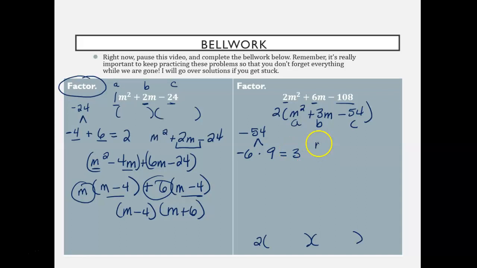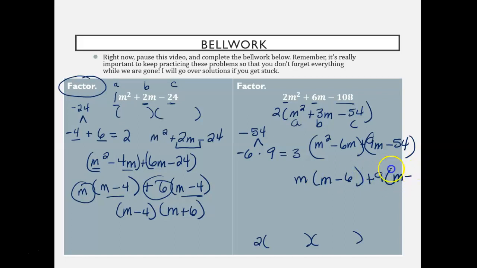So my new trinomial becomes m squared minus 6m plus 9m, and don't forget, I changed c, it's not negative 108, it's negative 54. Break it up into two groups. The first group has a GCF of m, so that's m minus 6. The second group has a GCF of 9, so that's m minus 6. And so I'm left with m plus 9 times m minus 6. Don't forget I had my original 2 here, so that's 2 times m plus 9 times m minus 6. Good job.